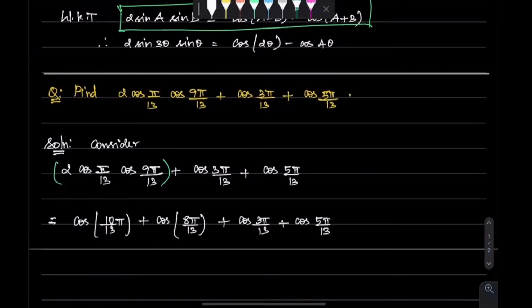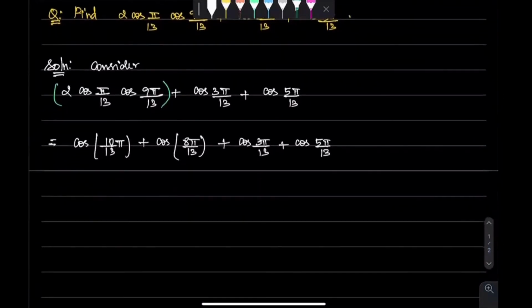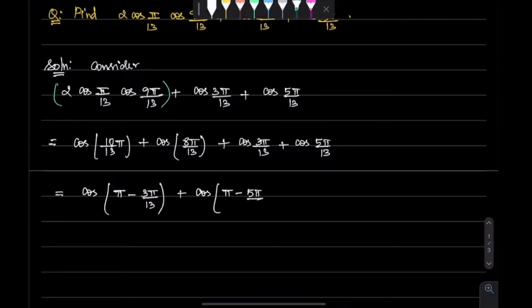Now, how do you simplify this further, children? This can be rewritten: see here, cos 10 pi by 13 can be written as cos of pi minus 3 pi by 13. Can I say that? I see a pattern here. Similarly, 8 pi by 13 can be written as pi minus 5 pi by 13. Can I write like this, children? So I need to pair it. I want you to learn this.